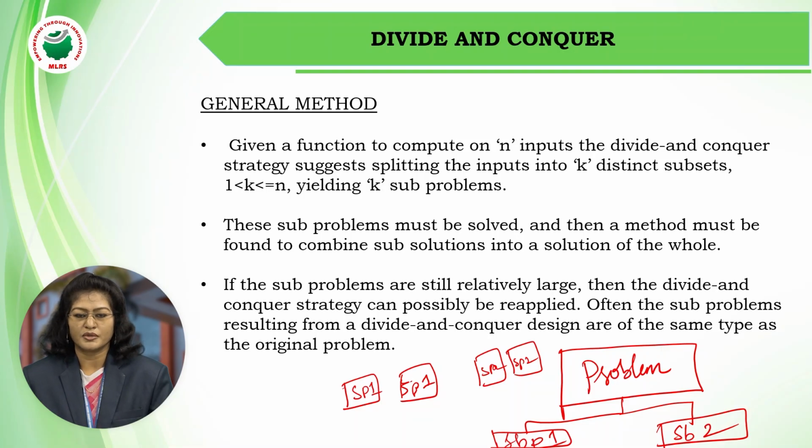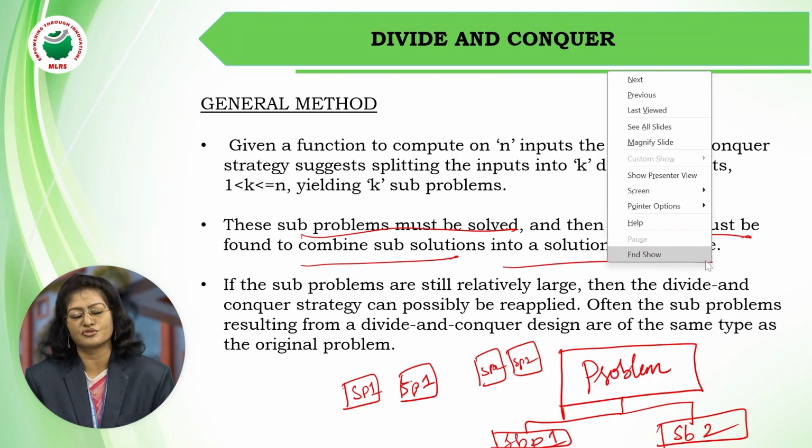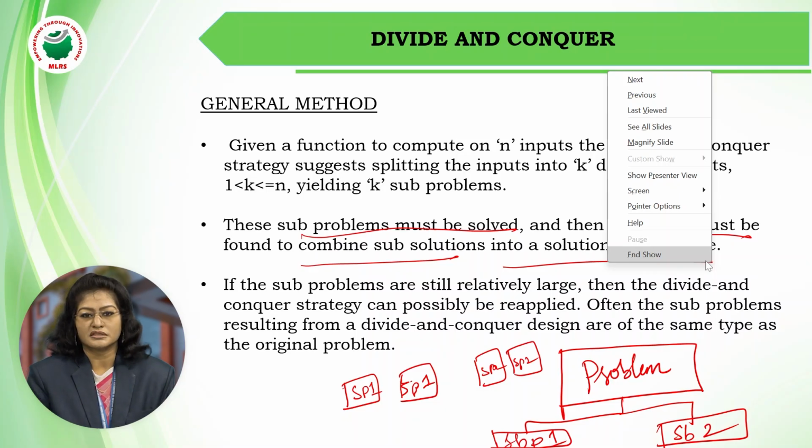We split the n inputs, each input can be solved, and after solving we need to combine. So these sub-problems must be solved, and the sub-solutions must be combined to make a solution as a whole at the end. This is the general method that we are going to design.